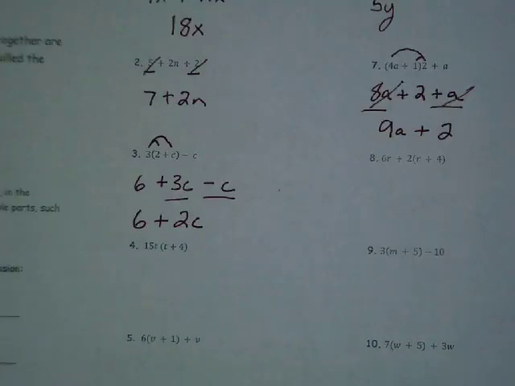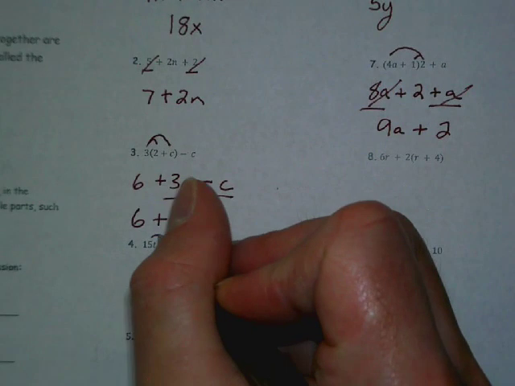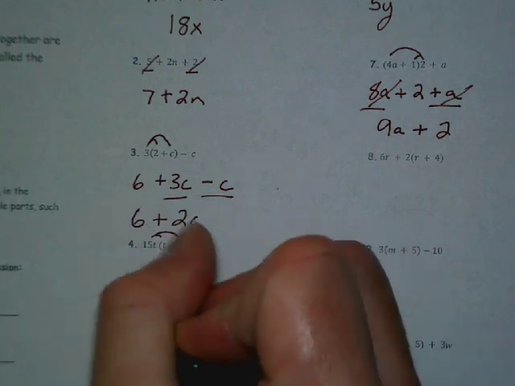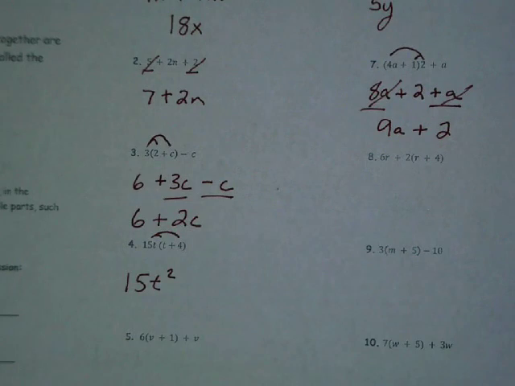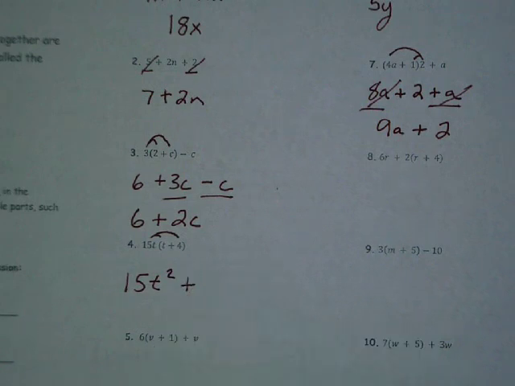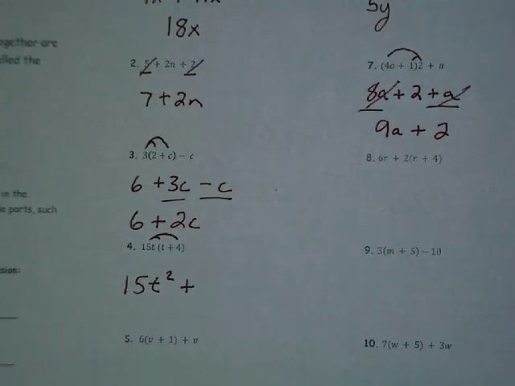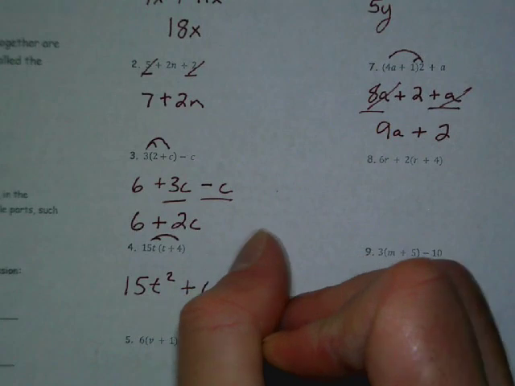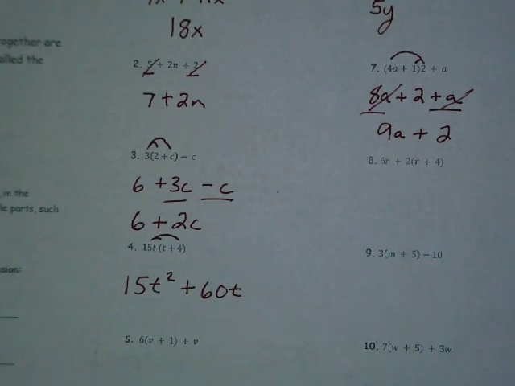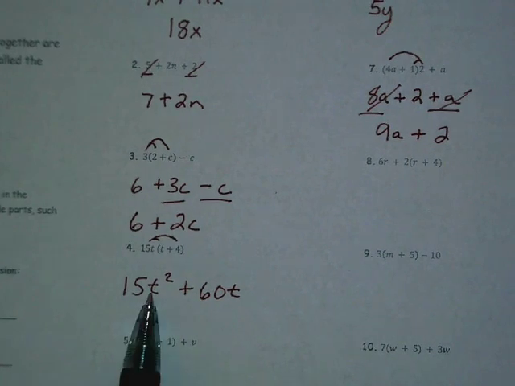Okay, last one we'll look at is 4, right below that. Just because, once you realize, not always are you going to have like terms to combine. This goes back to what we talked about last part on the distributing side. What would 15t times t be? 15t to the second power, right? 15t squared. And then 15t times 4. What's 15 times 4? 60. So 60t.